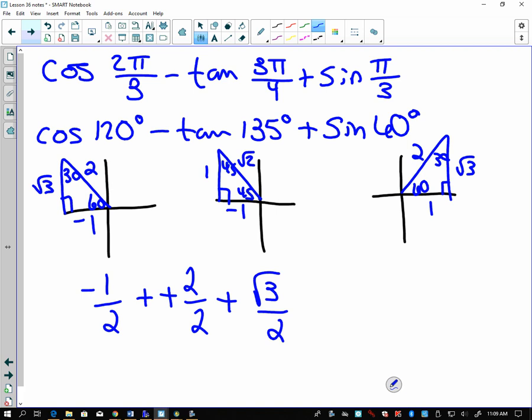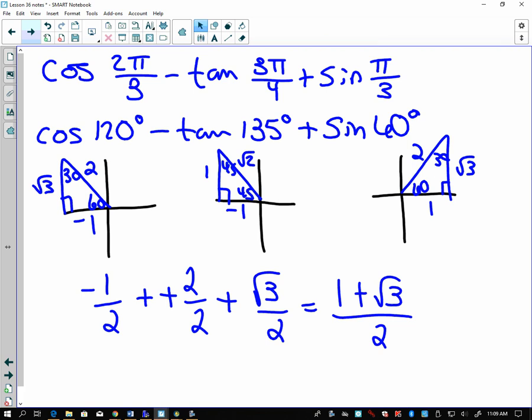Do we understand? I'm getting some squinty faces. Do we understand why I did that? It gets me a common denominator of 2, so I can add all those fractions across. It's equivalent to 1. So -1 plus 2 is 1. So I'm getting 1 plus radical 3 over 2. And you could split that. You could say 1/2 plus radical 3 over 2. But it's going to be the same thing as this. Questions? No? Okay.